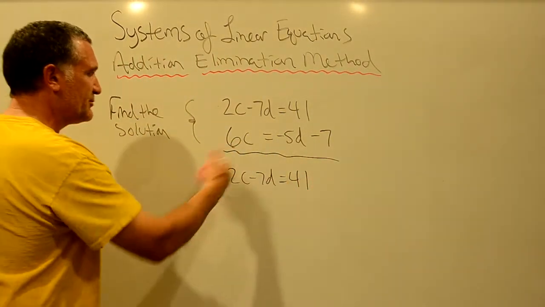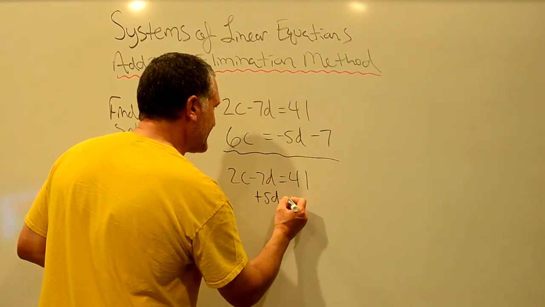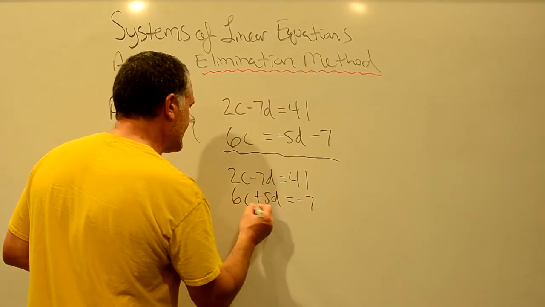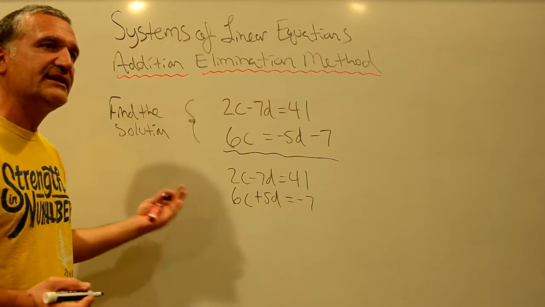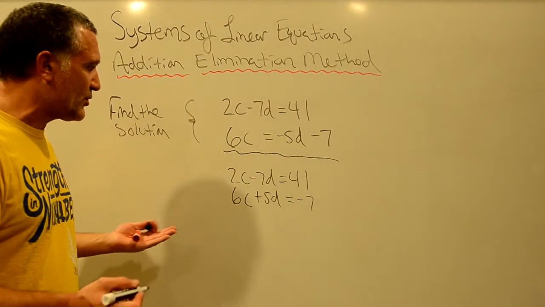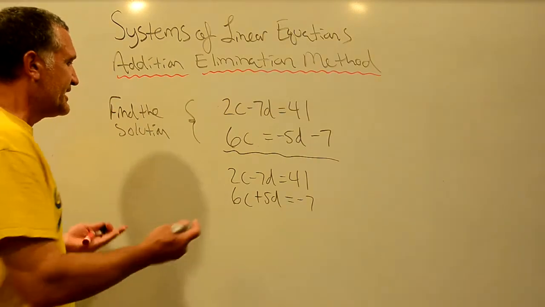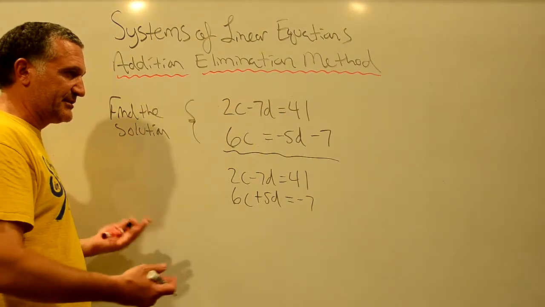The second equation, I'll move the 5d over to this. That says plus 5d. If I add that to both sides, it still equals negative 7 on that side. The 6c is going to stay there. Now, there's an issue here. What's the issue? If I add these together, this isn't going to work for me. So I'm going to have to manipulate either one or both equations in order to get something to eliminate.